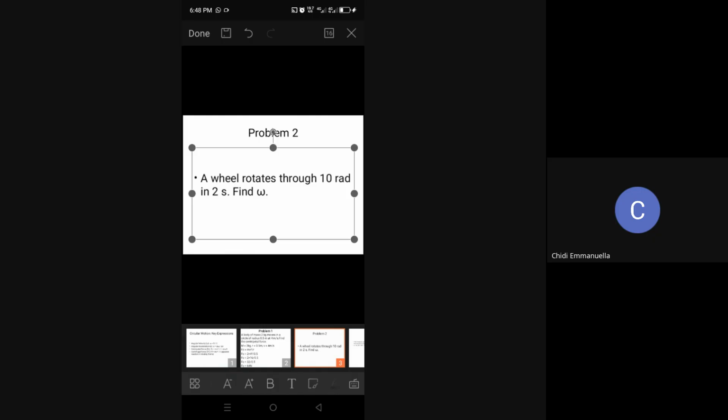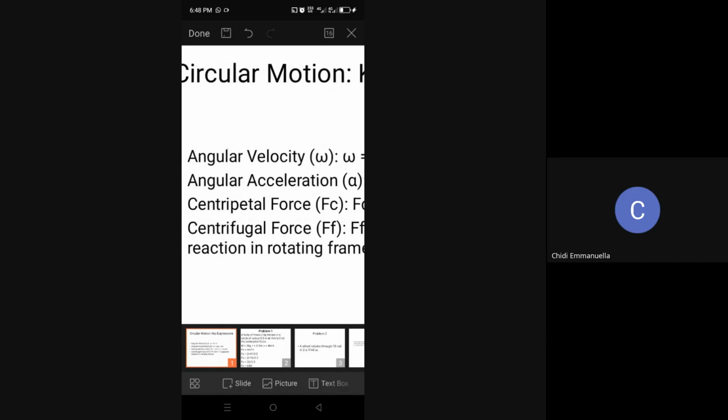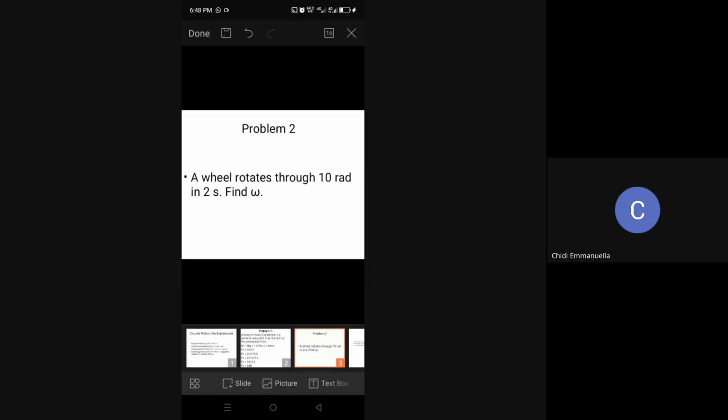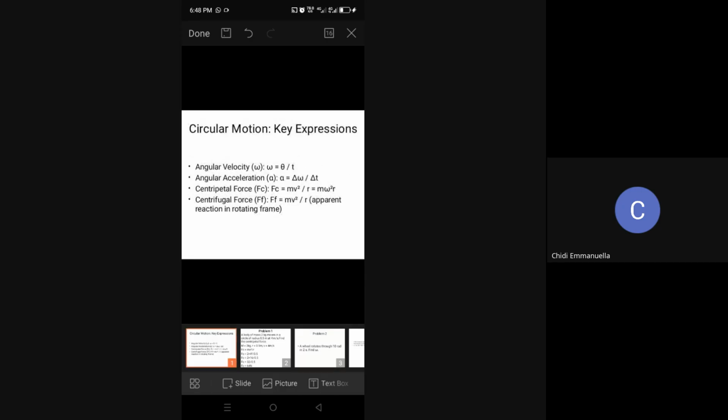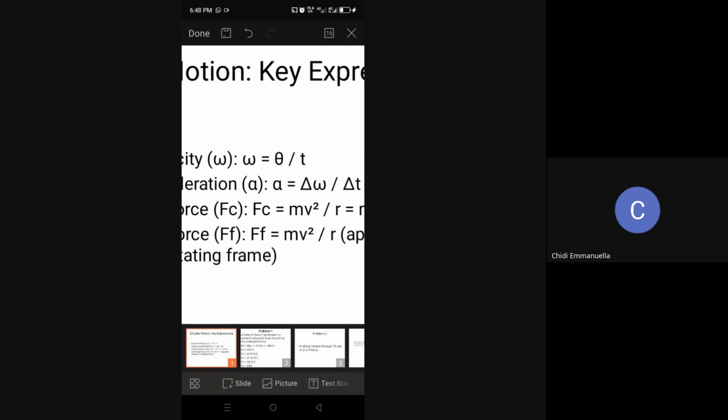Find angular velocity. Remember that this symbol represents angular velocity. Look at it here, angular velocity, omega. You can see they just said you should find, and they wrote the symbol there, which means they expect that you know that that symbol represents angular velocity. If you look at these formulas now, what's the formula for angular velocity? Theta over time. Your time must be in seconds.